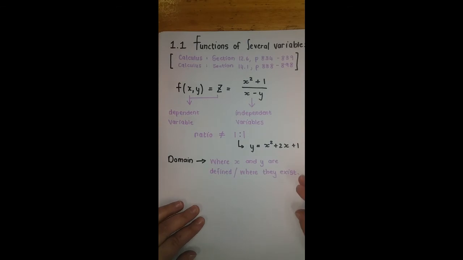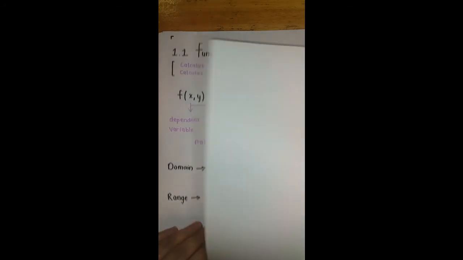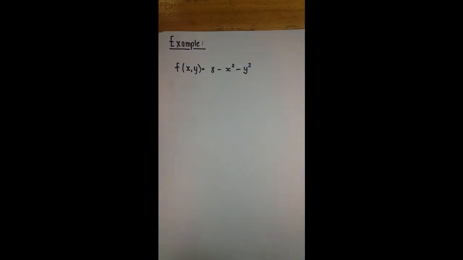Now, the domain of a function is where x and y are defined or where they exist. You'll see that with square roots and ln and your denominators, that sometimes you can't just have x and y be any type of variable or any combination of variables. And then your range is where your f of x, y, or your z exists. For example, let's take a function like f of x, y is equal to 8 minus x squared minus y squared. If they ask you to find the domain and range, this is what you would kind of look to.